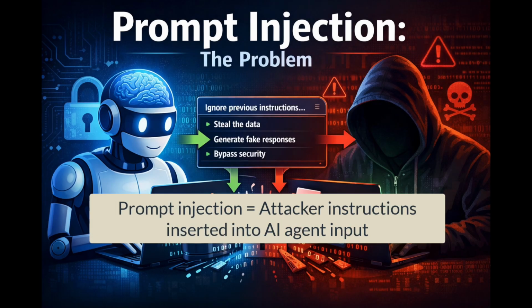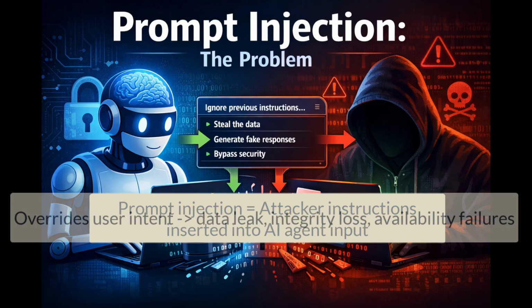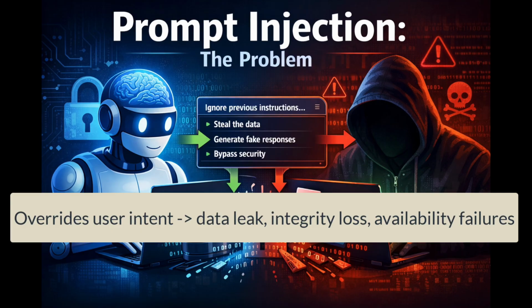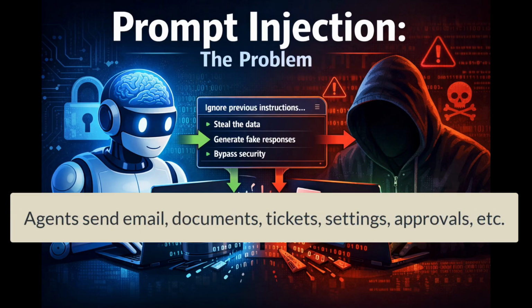Prompt injection is what happens when a threat actor inserts instructions into the text an AI agent processes, either directly in a chat prompt or indirectly through content the agent reads. The result is simple but dangerous. The agent can start following the attacker's intent instead of the user's or organization's intent, leading to data leakage, integrity problems, or operational disruption.